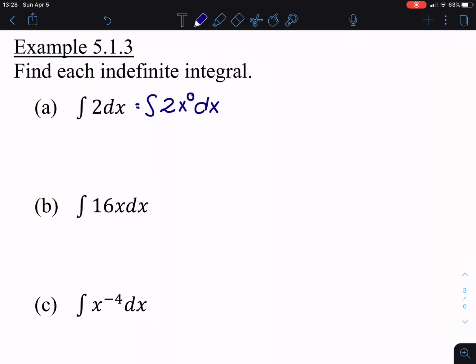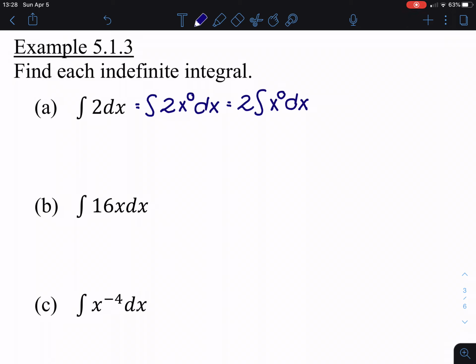Now then, by the rule, we can take a coefficient and move it out in front of the indefinite integral. So I can take this constant coefficient of 2, move it out in front, and then this becomes the indefinite integral of x to the 0 dx.